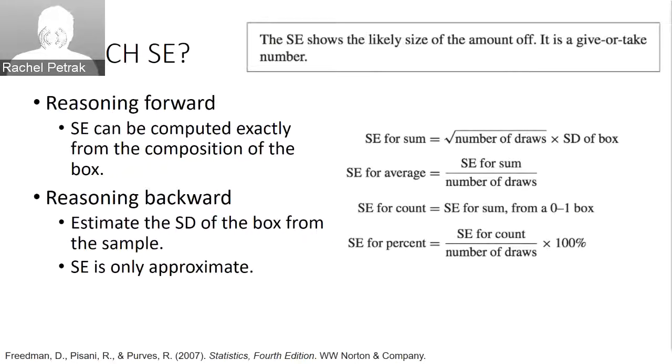The confidence interval is just an application of the standard error, where we use the standard error to compute a range from the sample, and the range covers the population average with some specified degree of confidence, usually 95%.